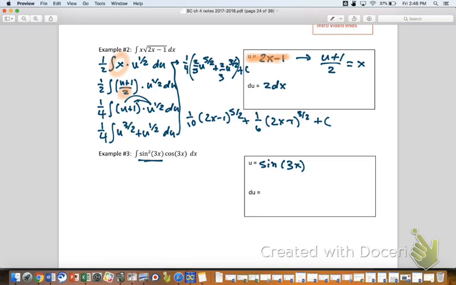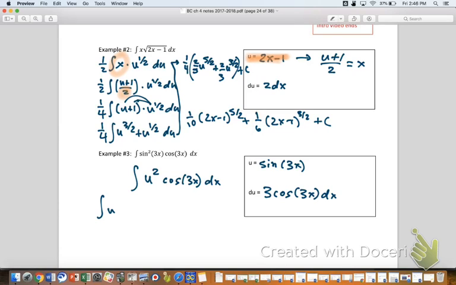Therefore, what would du have to be? 3 cosine of 3x. Good job. 3 cosine of 3x dx. So here's our substitution. I'm going to replace sine of 3x with u. So it would just be u squared. I still have cosine of 3x, and I still have dx. What could I replace the dx with?